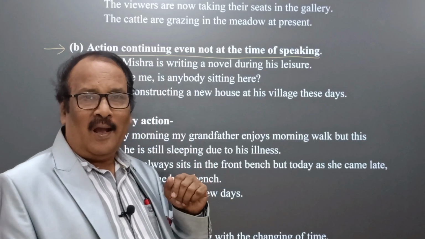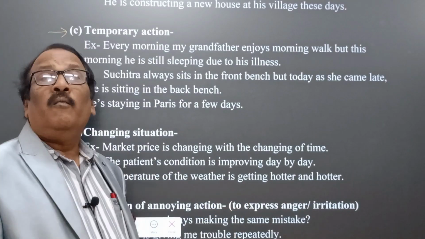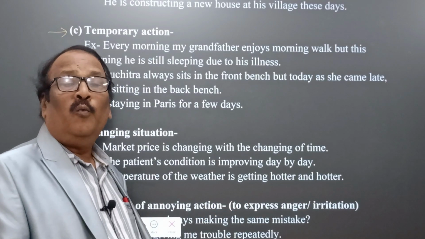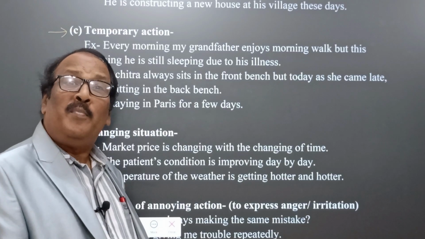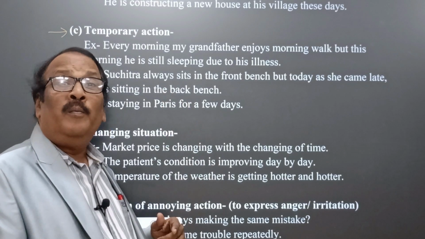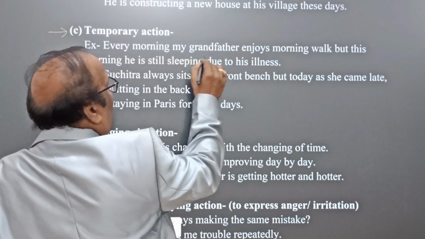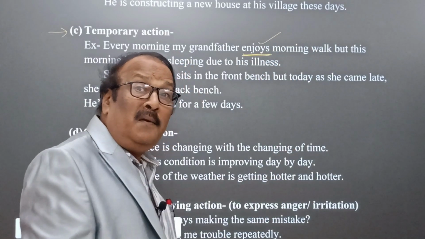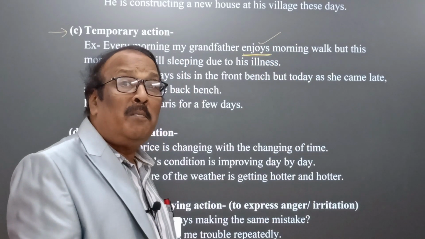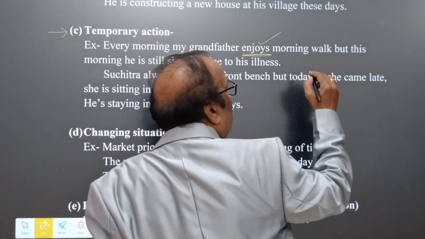Okay, this is the idea. Now come to the third point, temporary action. For permanent action we use simple present, but for temporary action we use present progressive. How? Let's see. Every morning my grandfather enjoys. Here enjoys indicates a simple present. This is the permanent action of my grandfather who enjoys a morning walk.